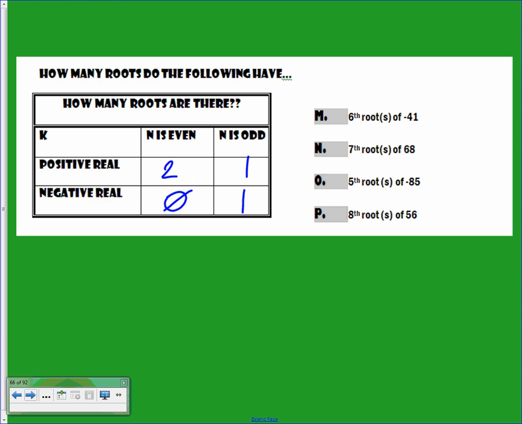So then n through p just ask us to say how many. The 6th root of a negative, so this is even and negative, is no solution. The 7th root of 68, well, 7th is odd, and odd always has one answer. 8 is even, and positive means we're going to have 2. So those are things we already talked about, and that's just putting it into a table and clarifying it.